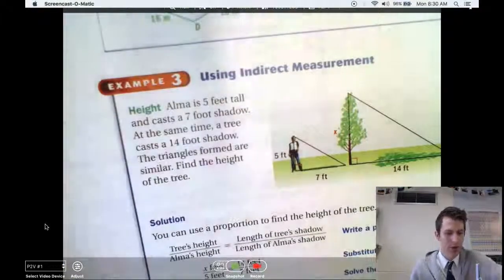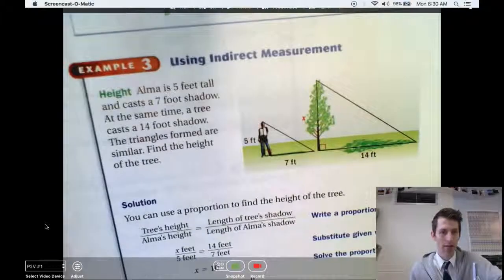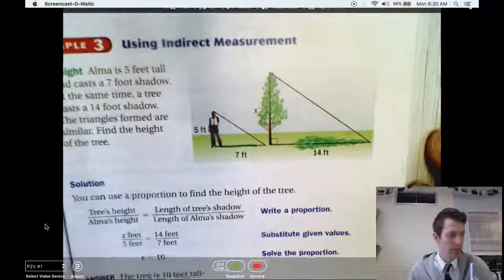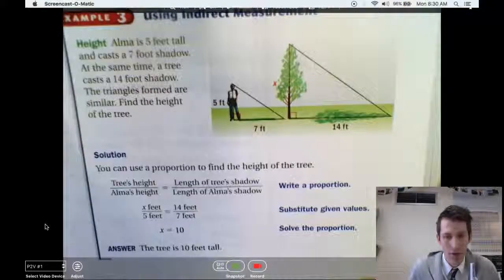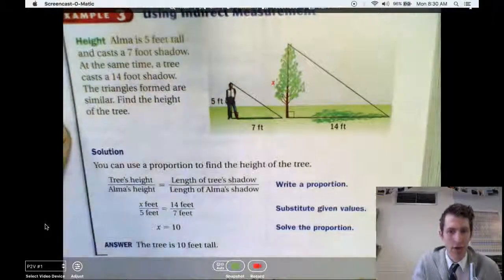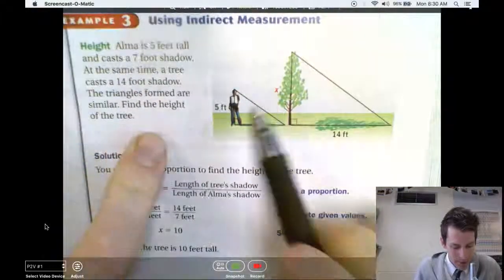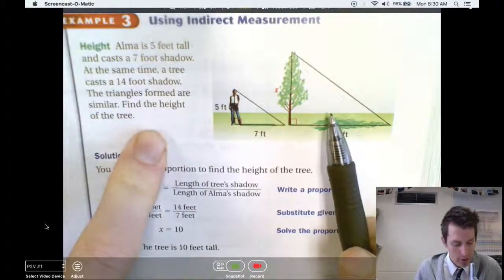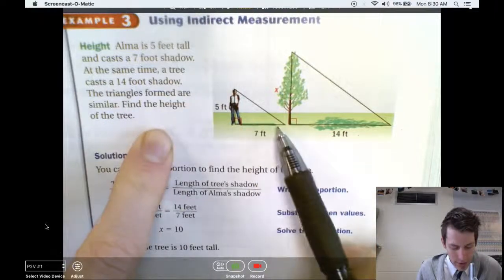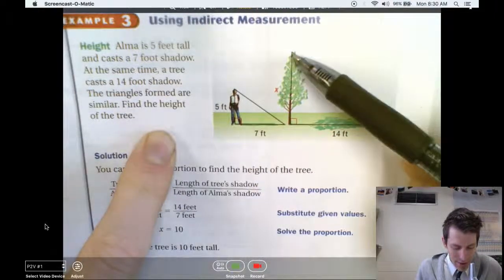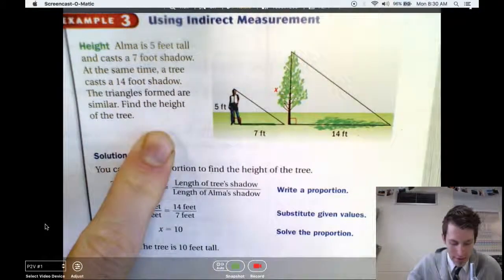Now what's cool is you can actually use this method. In fact, surveyors and different people use this method to find the distance across a river without actually traveling across the river, or the height of this tree without actually measuring it. And here's how they do it. This triangle is similar to this triangle. So you're standing here, you're 5 feet tall, and your shadow is 7 feet long. The height of the tree, we don't know, it's x, and the shadow is 14 feet.